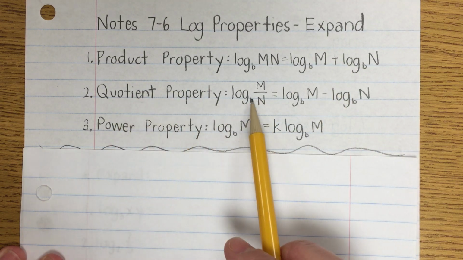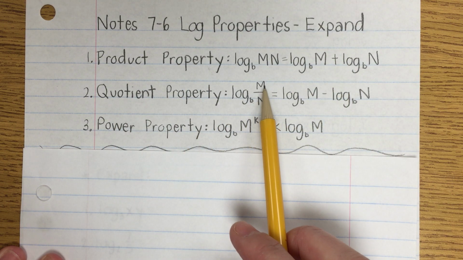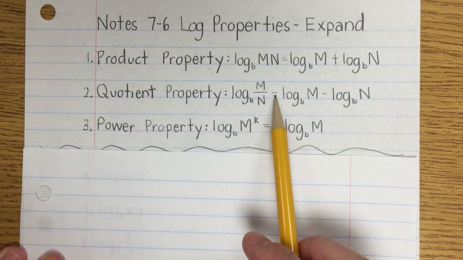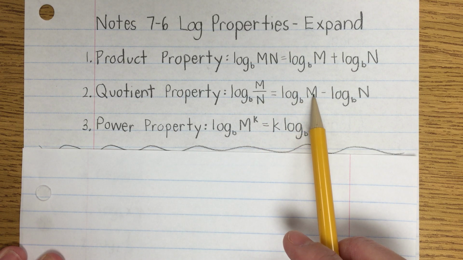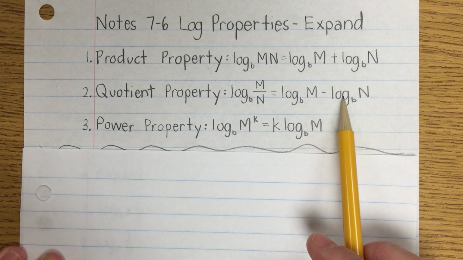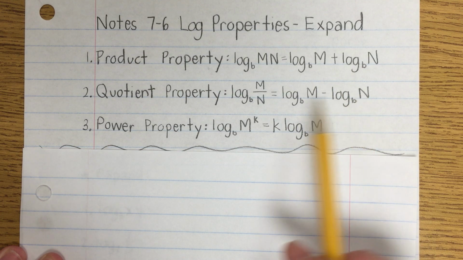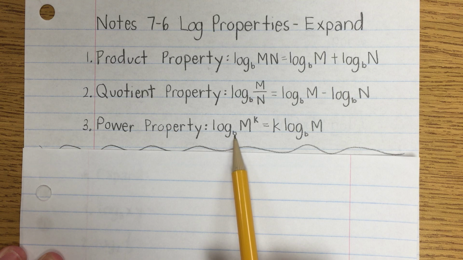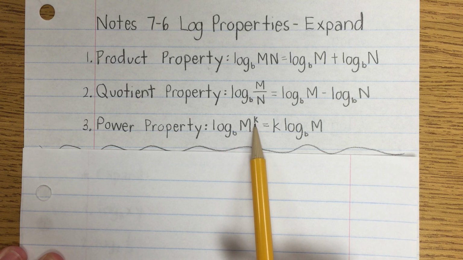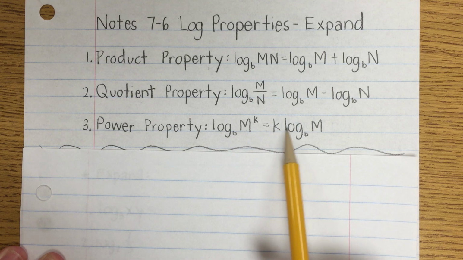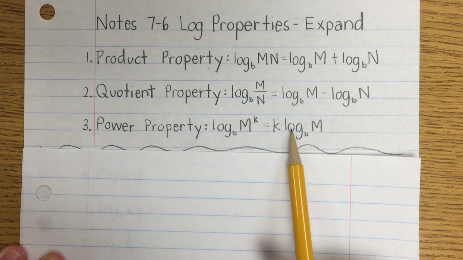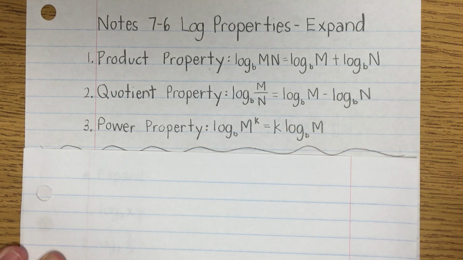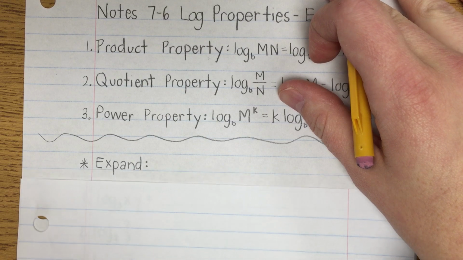The quotient property states that if you've got log base b of m divided by n, then that can expand to log base b of m minus log base b of n. Last but not least, the power property states that log base b of m raised to the k power is the same thing as k times log base b of m. So let's look at a couple of examples using these properties.